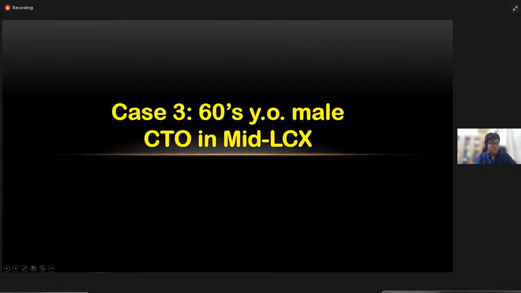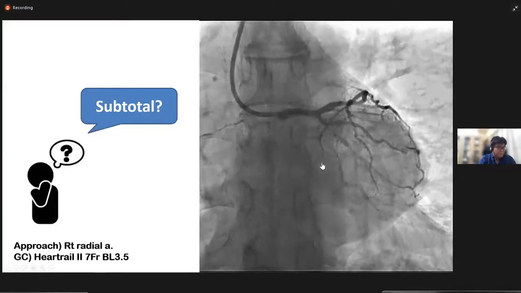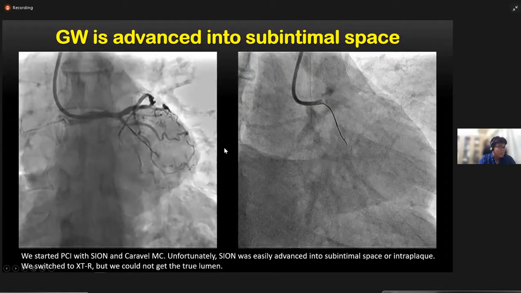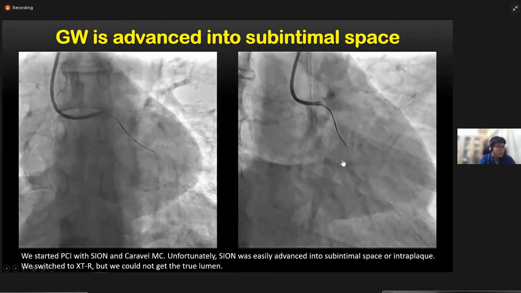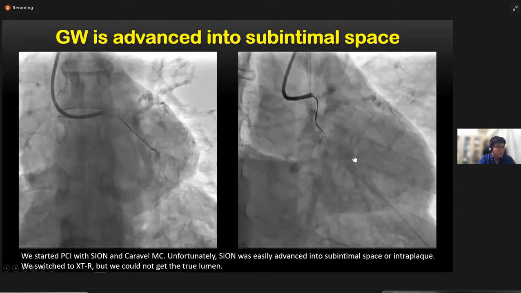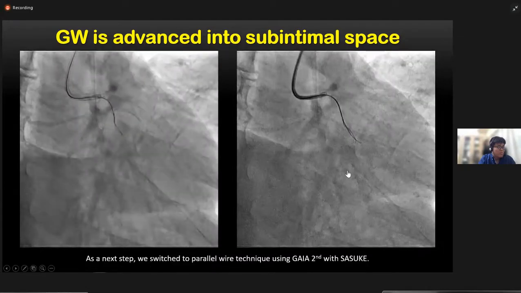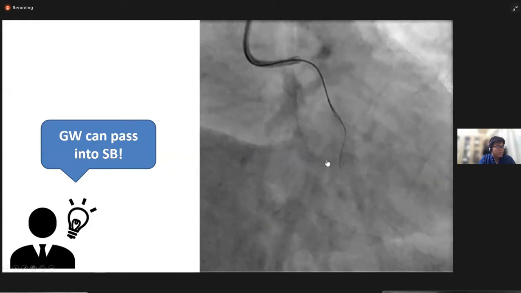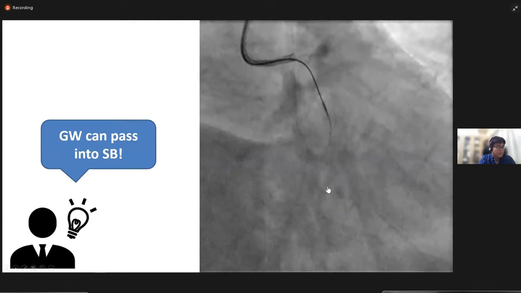Okay, this is the last case. The last case is a subtotal lesion. My younger colleague tried to perform PCI in this case, but unfortunately the guidewire went into the subintimal space. Fortunately, the guidewire could pass into the side branch, like this.